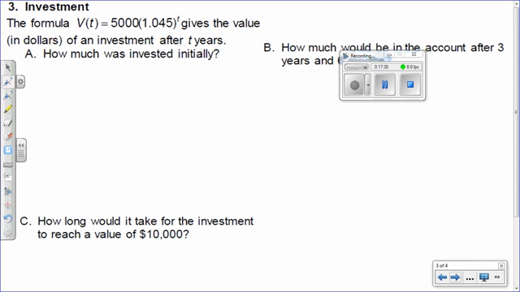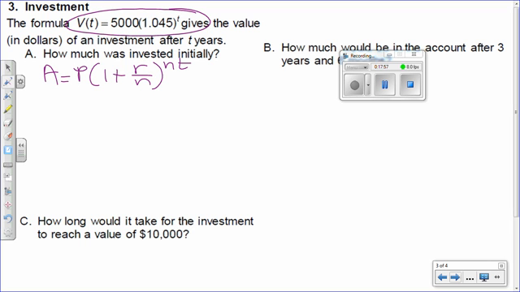All right. Next, the last two problems that we're going to cover. We have one about investment, and it says here we have a formula again. That formula gives the value in dollars of an investment after T years. And I want to just remind you about this formula that we were looking at last week. Let's see if this one reminds you of it a little bit.